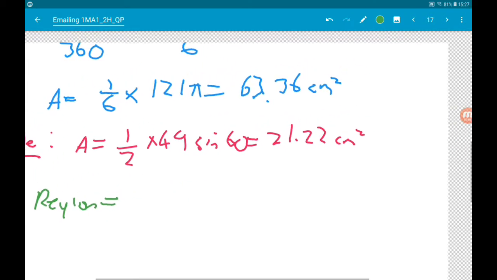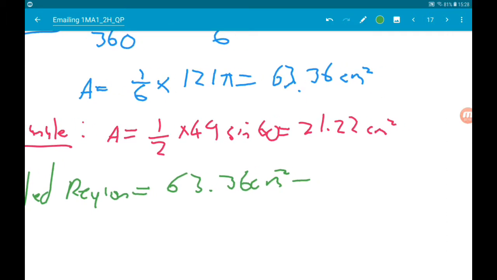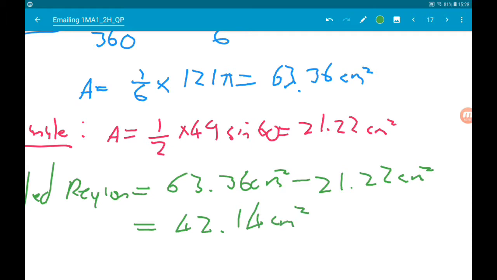So that's 63.36 minus 21.22, and now that gives us 42.14. So that's the area of the shaded region.